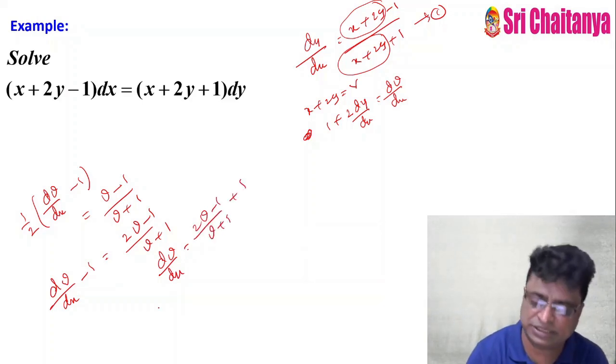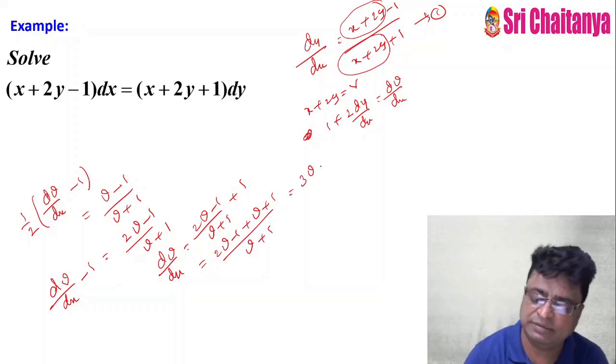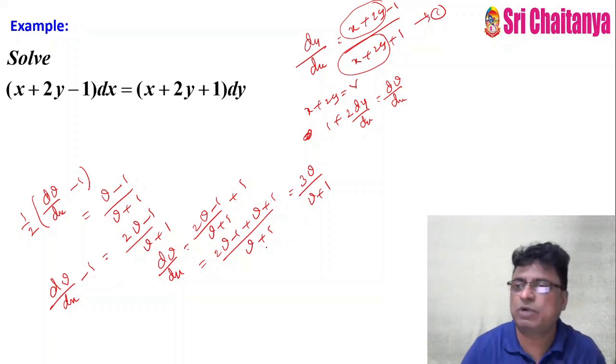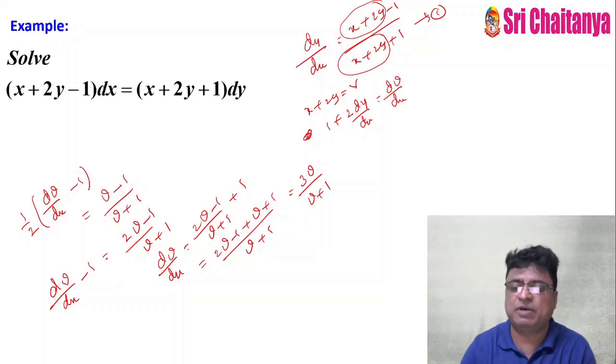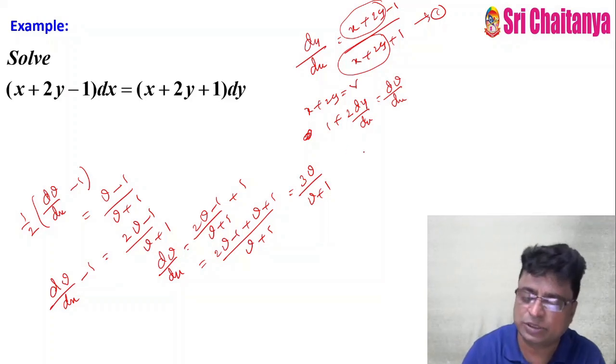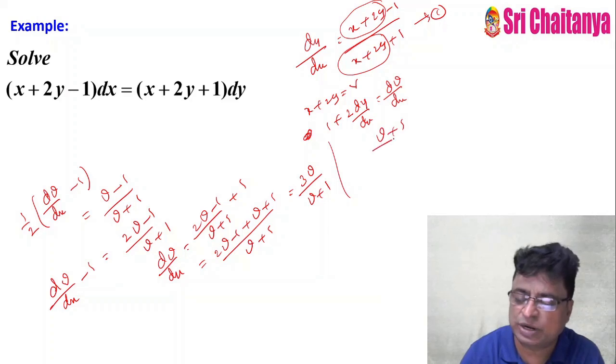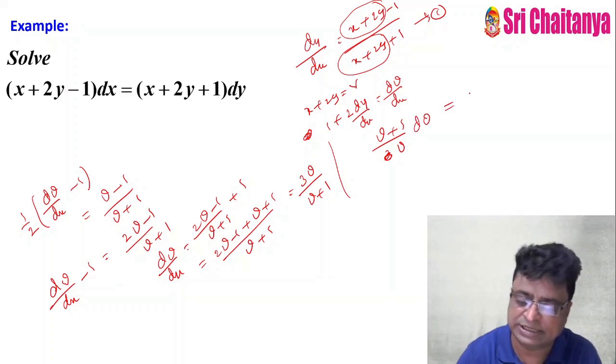These all are the clerical steps only. So 2v minus 1 plus v plus 1 by v plus 1. So you can get 3v by v plus 1. So now what I'm doing is that now it is in the form of variable separable. So separate the terms. So this is v plus 1 by 3v dv, or you keep that 3 that side only, and that is 3 dx.